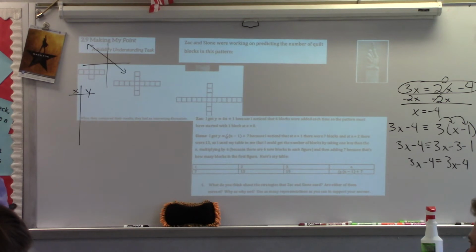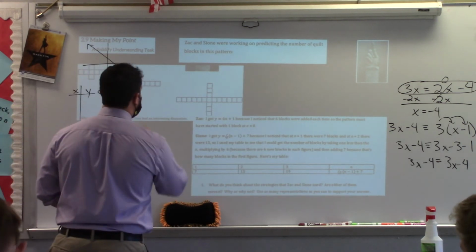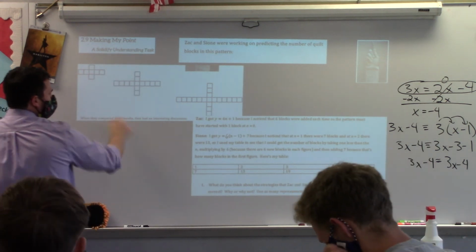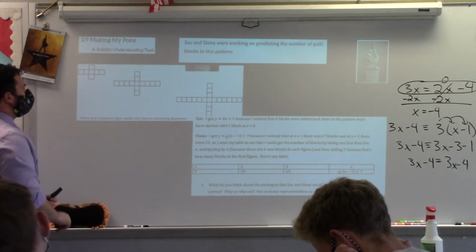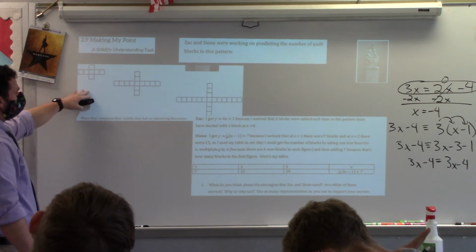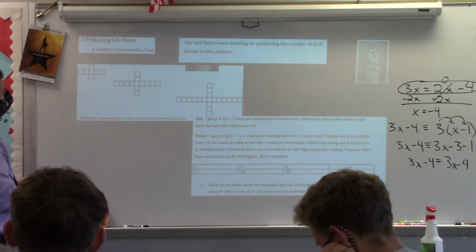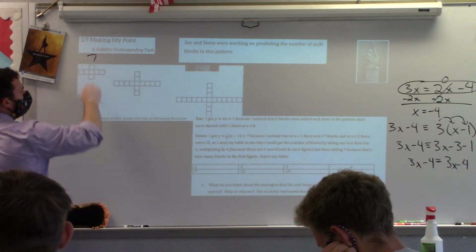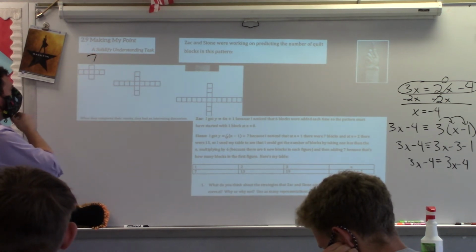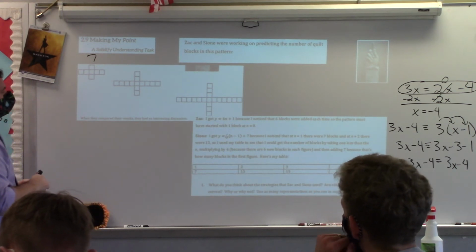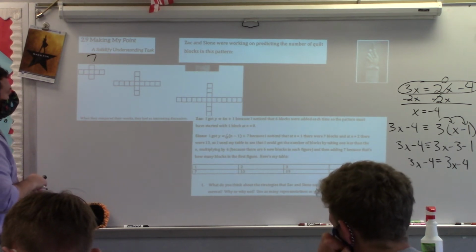Zach and Sion, we're working on predicting the number of quilt blocks in this pattern. This is 2.9. When they compared the results, they had an interesting discussion. So when I look right here, the first term, how many quilts do you see? 7. For the second one, how many do you see up there? 14. Do we all agree? 14? 14, yeah. That'd count. I was guessing.